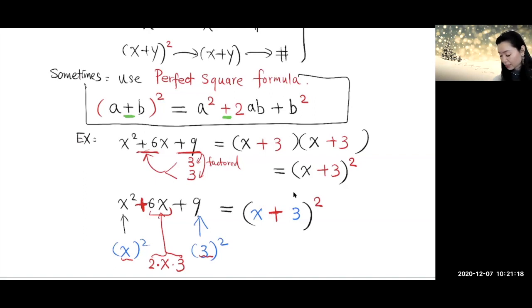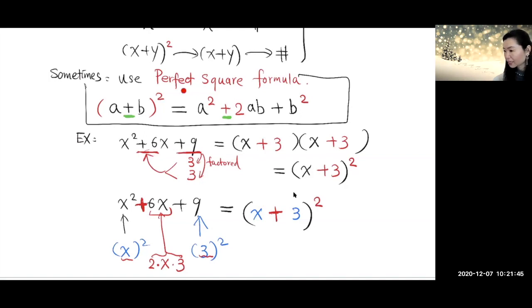So I try x, I try 3 and 3. 3 times 3 is 9, and 3 plus 3 is 6. So plus 3, plus 3. Because these 2 factors are the same, we need to unite them. We put it down as the square of x plus 3. So it is actually a perfect square. That's using try and error.